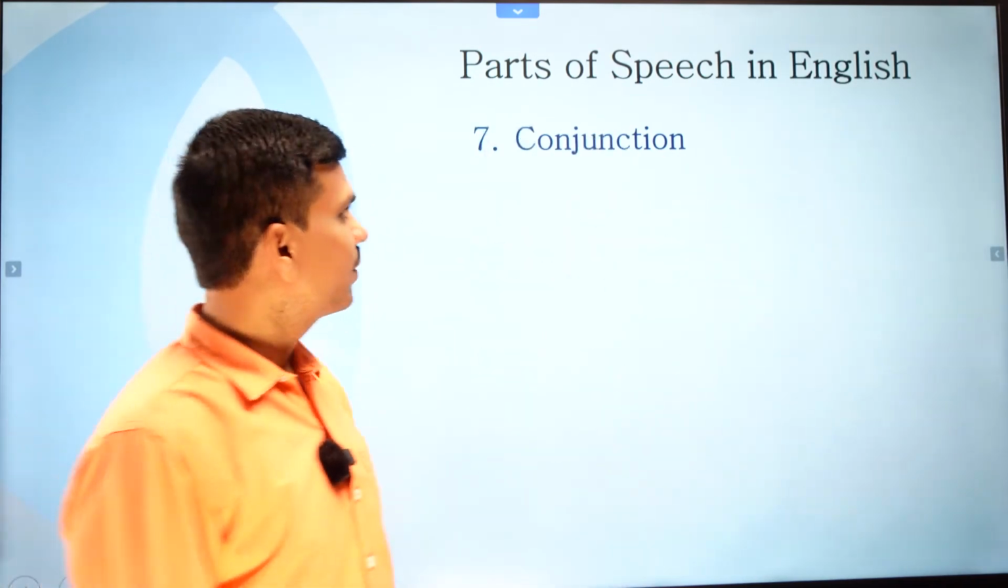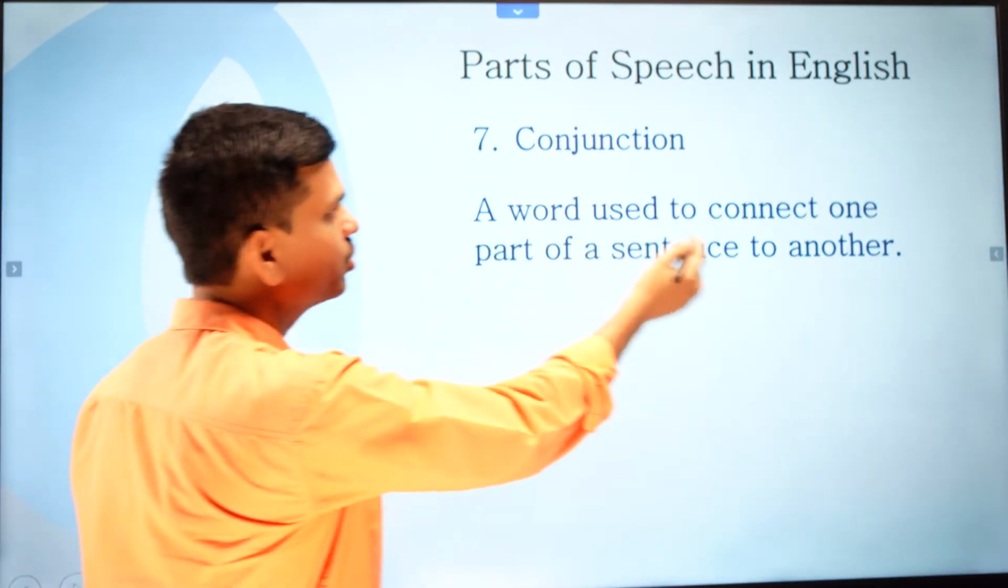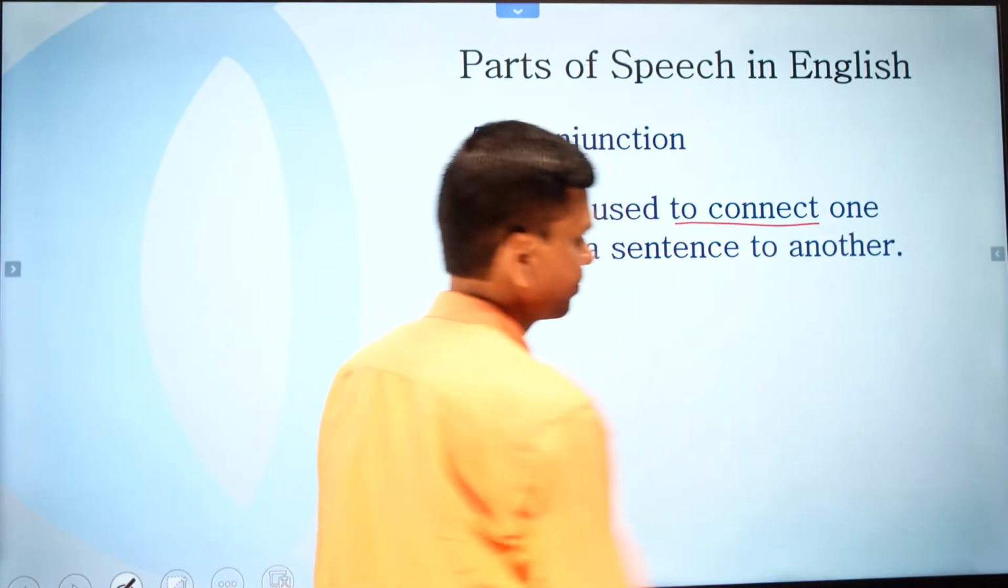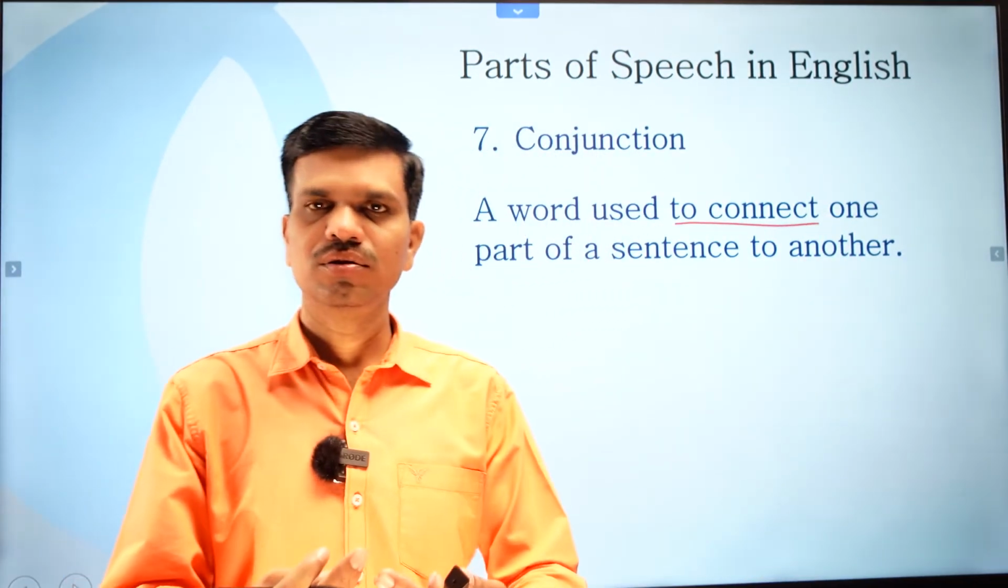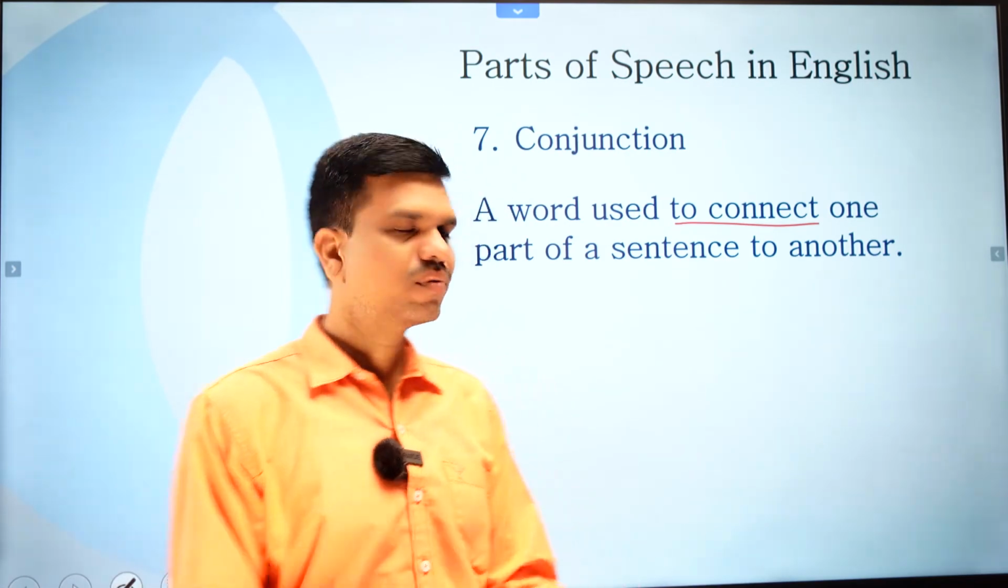Okay, number 7, conjunction. Now what is conjunction? Conjunction is nothing but a word used to connect one part of a sentence to another. It's a connector. So it joins two parts of a sentence. It joins two sentences or two parts of sentences.